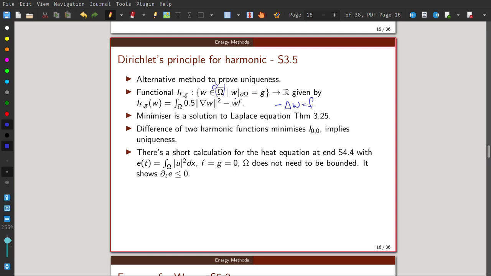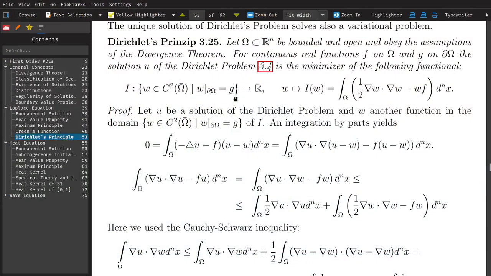Okay. The essential point here is Theorem 3.25, Dirichlet's principle, which says that if a function is a solution to the Dirichlet problem, then it minimizes this integral. It has a value of this integral lower than all other functions in this set. It's a minimizer.